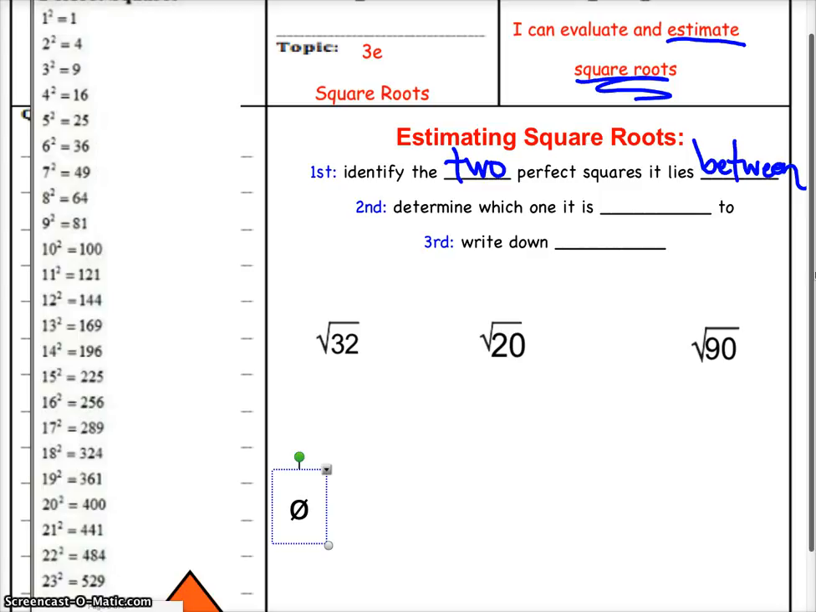Make sure you're completing these notes. And then you want to determine which one it is closer to. And then you write down an estimate. So you identify the two perfect squares that it lies between, you check to see which one you think it's closer to, and write down an estimate.